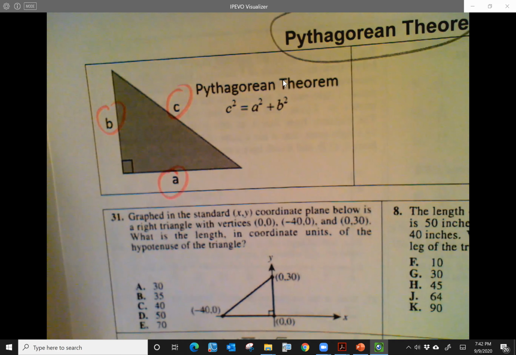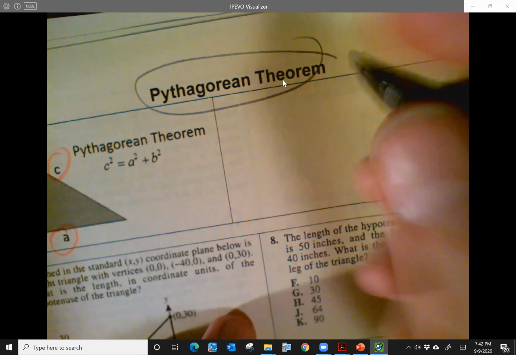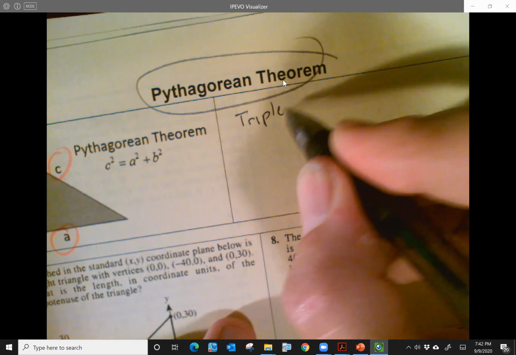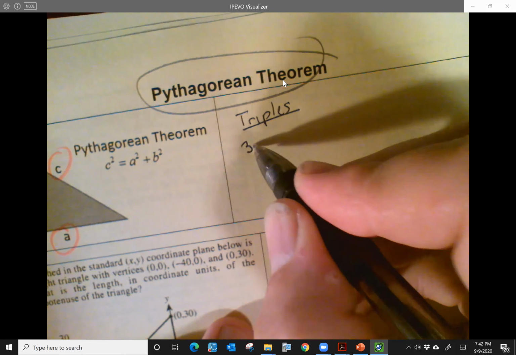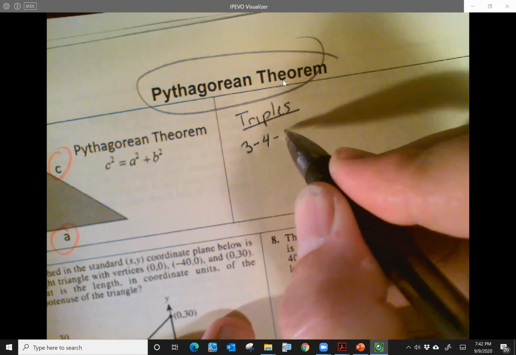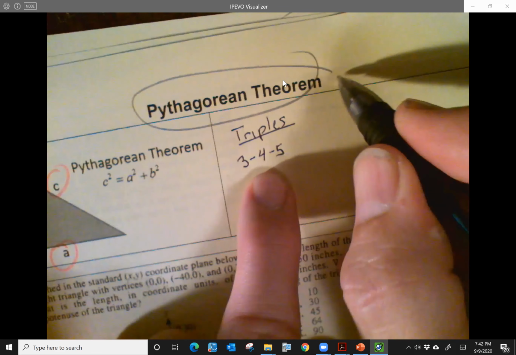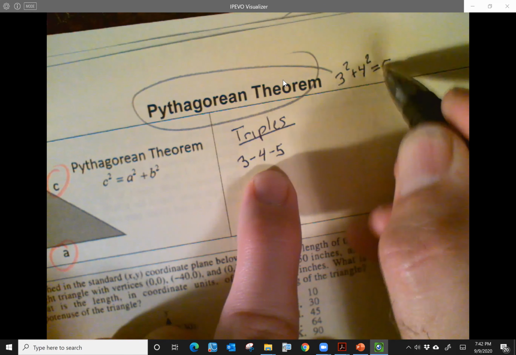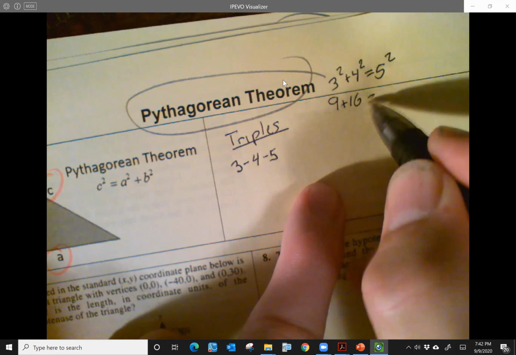It works every time. But ACT rewards you if you know some shortcuts. And I want to give you some shortcuts here in the blank. They're called triples. If I gave you a right triangle, one side was 3, the other side was 4, and the hypotenuse was 5, it would work. In other words, 3 squared plus 4 squared does equal 5 squared, right? Because this would be 9 plus 16 equals 25.